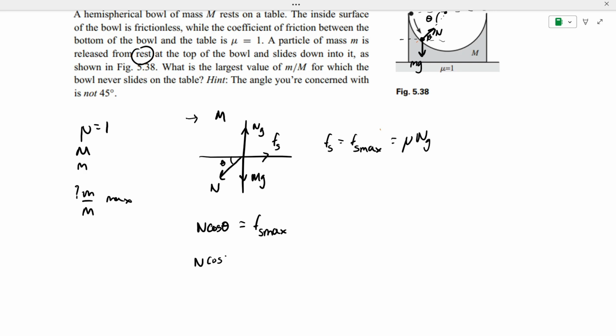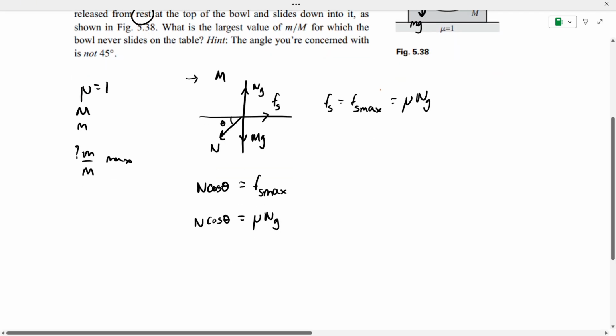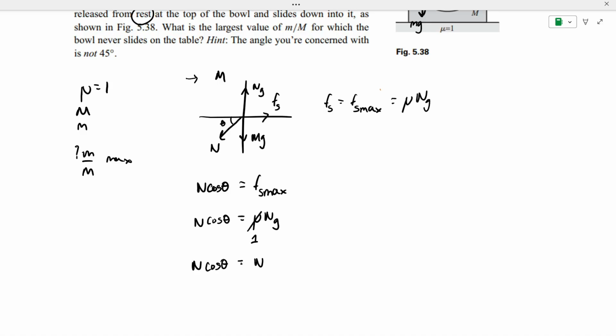So it's going to be n cosine theta is equal to mu times the normal force from the ground or the table. And we can just do that because it's 1. So we have that n cosine theta is equal to the normal force from the ground. Alright, so how do we go on from here? Well, we need to find the normal force from the ground.